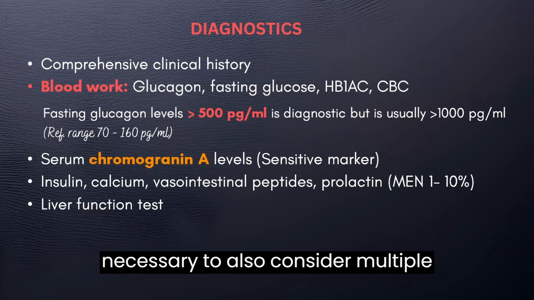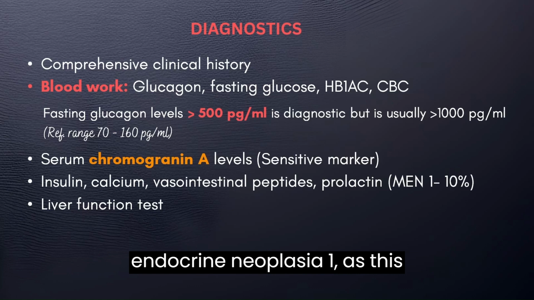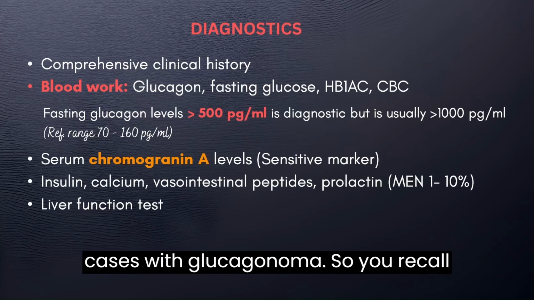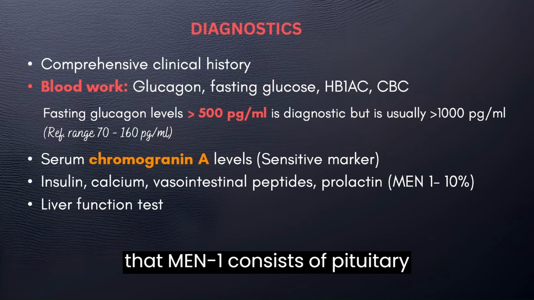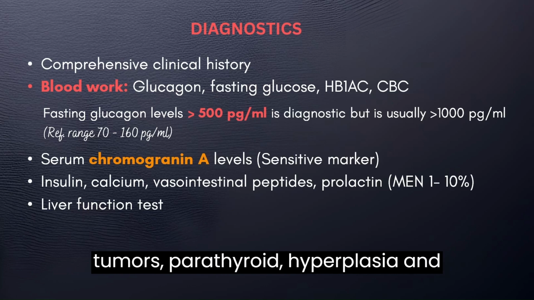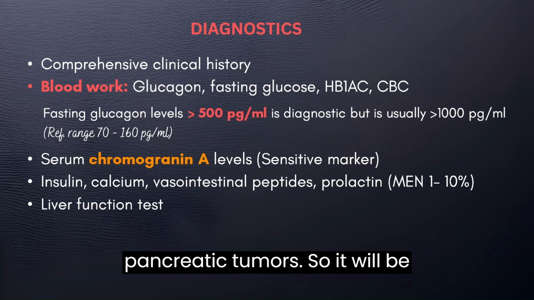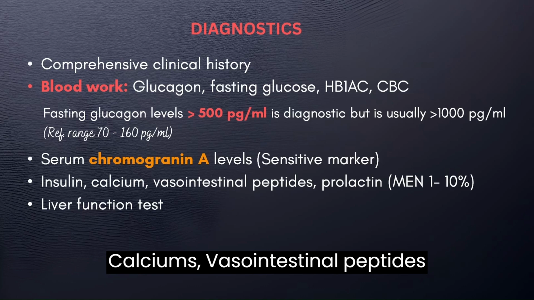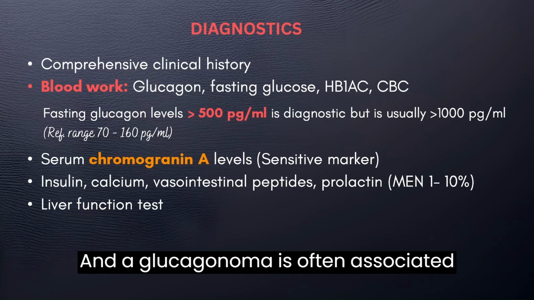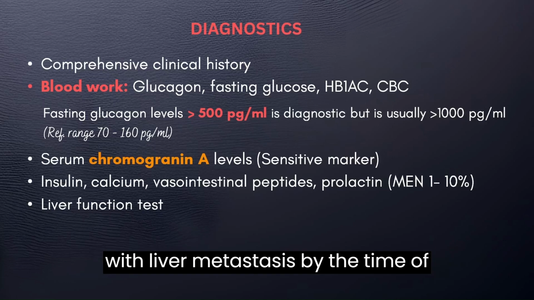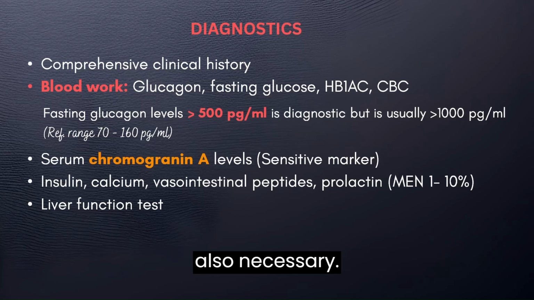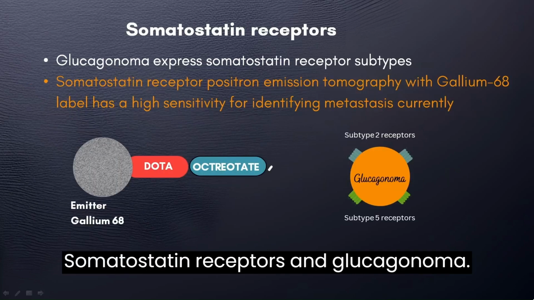In fact, it's necessary to also consider multiple endocrine neoplasia 1, as this is also associated in 10% of the cases with glucagonoma. So you recall that MEN1 consists of pituitary tumors, parathyroid hyperplasia, and pancreatic tumors. So it will be important to assess the insulin levels, calciums, vasointestinal peptides, as well as prolactin. And a glucagonoma is often associated with liver metastasis by the time of diagnosis, hence a liver function test is also necessary.